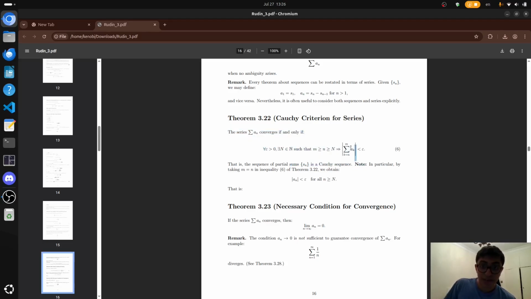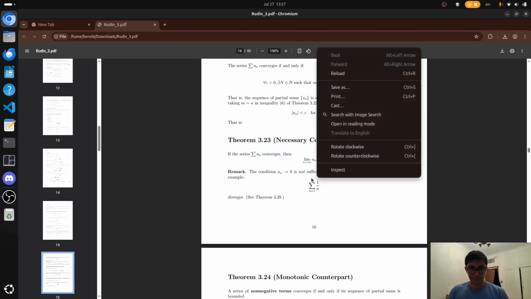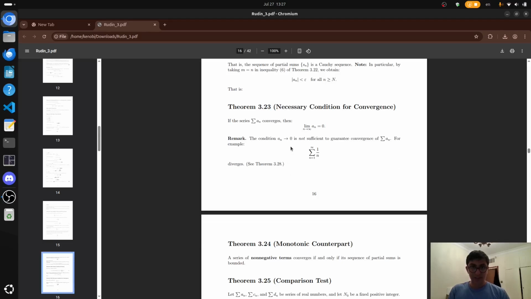And the really interesting part here is that when you set m equal to n, you're going to get |a_n| less than epsilon. What that means is that |a_n minus 0| is less than epsilon, which means it goes to 0. So that's a really important condition we get: if the series of a_n converges, then the limit as n goes to infinity of a_n is equal to 0. But it's not sufficient, because the series of 1 over n doesn't converge, but a_n goes to 0. So it's not a sufficient condition for convergence. And we'll discuss this in a later section.